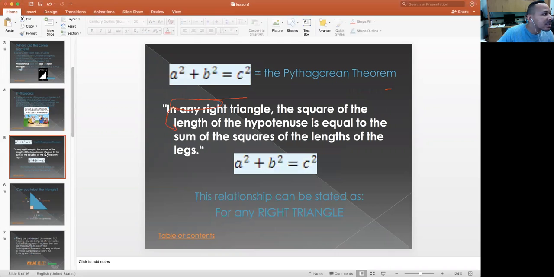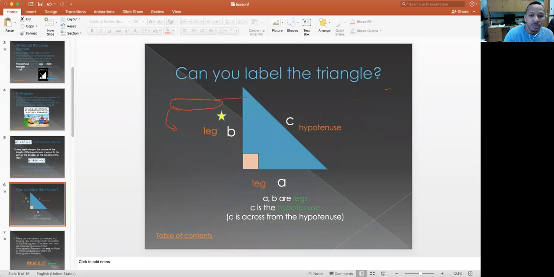So basically, it's the sum of the squares of the legs: a squared plus b squared equals c squared. The legs represent a and b. It doesn't matter which value you plug in for a and b, but what matters is what you plug in for c, which is the hypotenuse. So here's the hypotenuse, which is c. This is the side opposite the right angle, always opposite the right angle. That's what makes it the longest side. And then you have sides a and b.